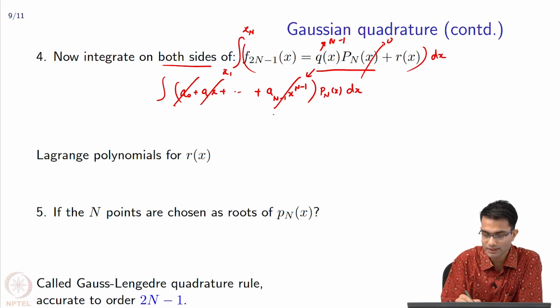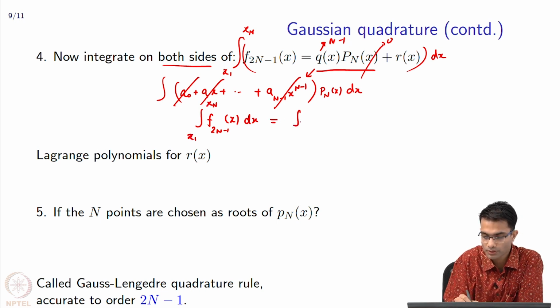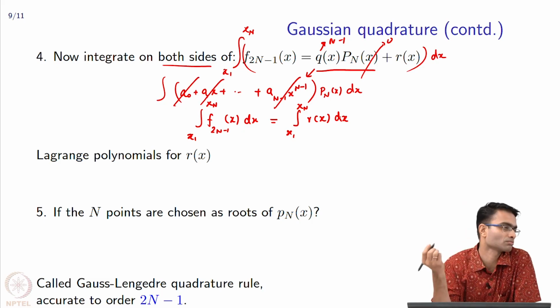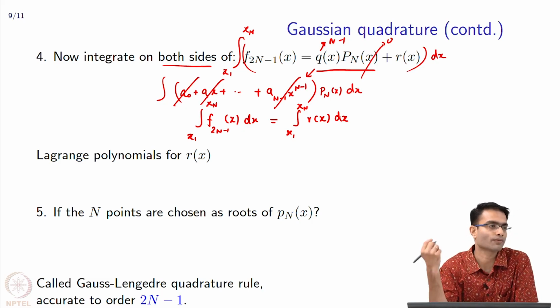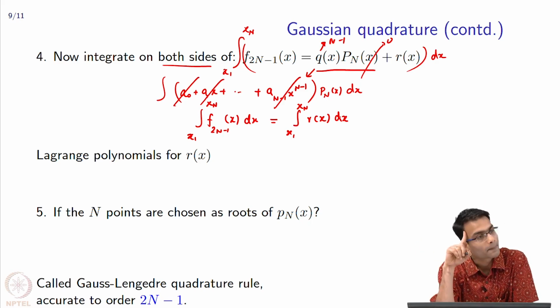So, I am left with the integral of f 2n minus 1 x dx from x1 to xn, which is equal to the integral of r x dx from x1 to xn. I cannot simplify this r x term anymore. It is of order n minus 1, but that is about it. I cannot do anything else to it. But what do we have with us?